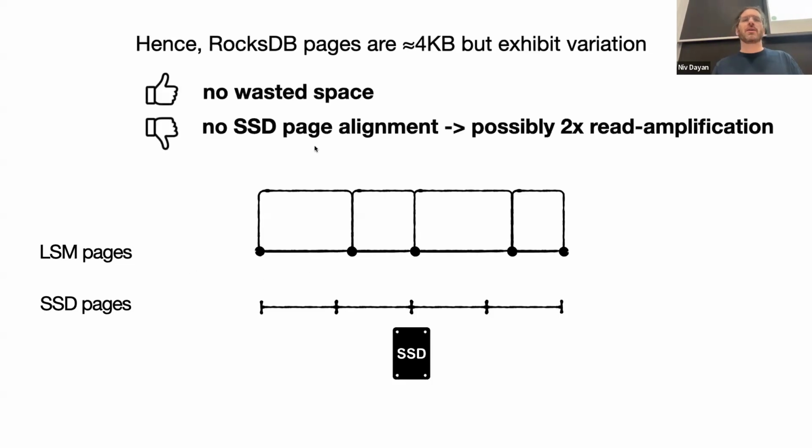Okay, so the good thing is we're not wasting any space here, but the problem is we are forgoing SSD page alignment, and so for every entry that you're trying to retrieve, you might potentially have to do 2 IOs as opposed to 1.